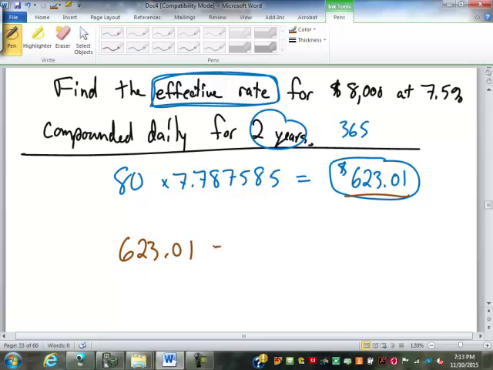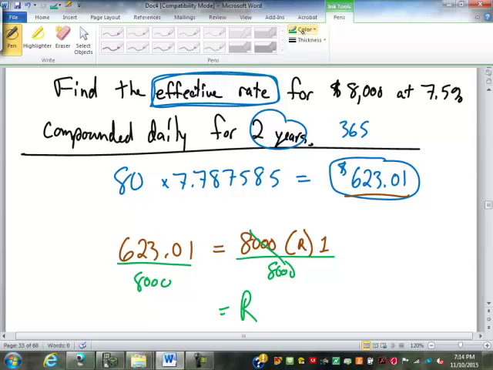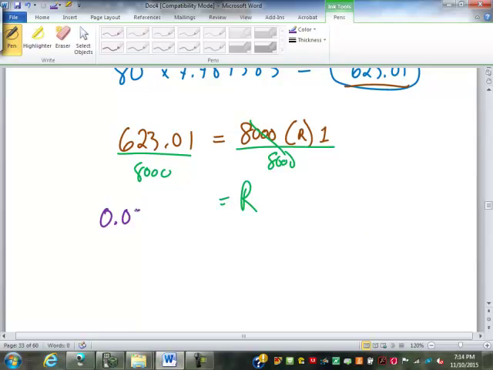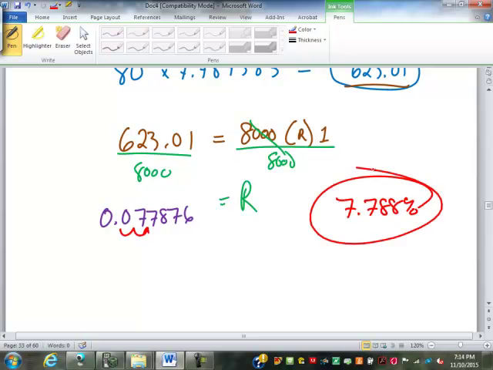So we have the interest, 623.01, equals our principal of 8,000 times our rate times 1 year, since we're past a year. So we're going to divide by 8,000. So 623.01 divided by 8,000 is 0.077876. So the 5 decimal places, I'll move the decimal point over. 7.788%. Again, round however you're asked to.